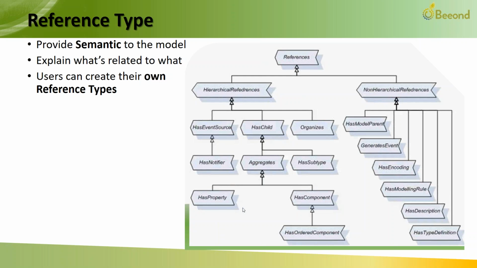The hierarchical references are the ones that you would expect when you see a diagram. Has a property, has a component, has a subtype to it, organizes, so it's a grouper, like a folder type. Whereas a non-hierarchical reference is a relationship that an object might have to another that does not imply a parent-child relationship: generates event, has encoding, has a modeling rule, meaning that it's mandatory, optional, and so forth, has a type definition.